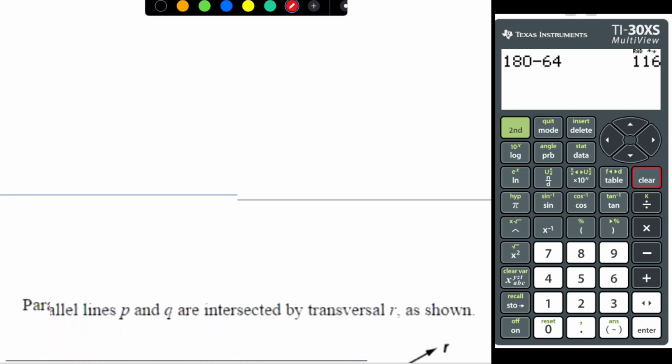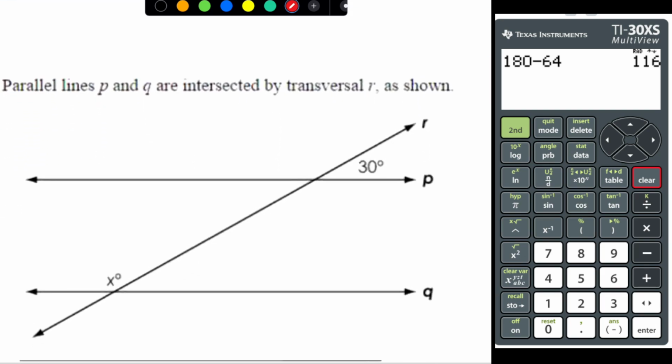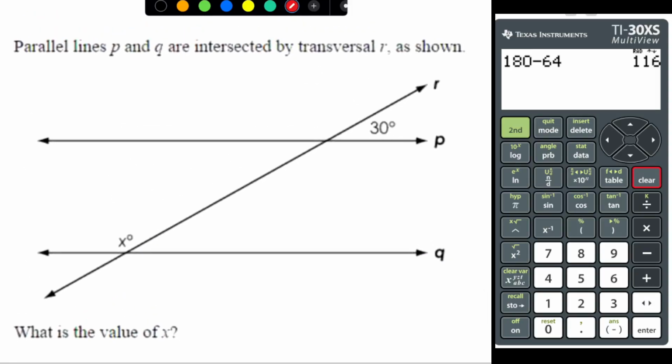Parallel lines P and Q are intersected by a transversal R as shown. What is the value of x? Guess what? You're not going to believe it. It's the same way as all the others. I feel like a broken record here.